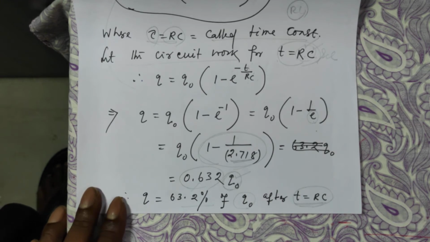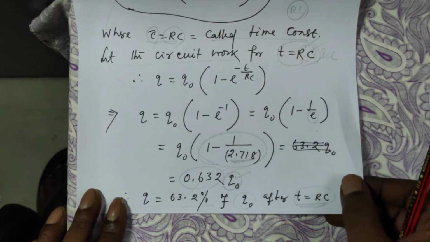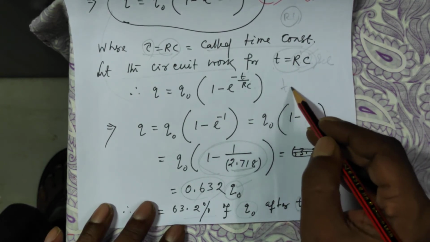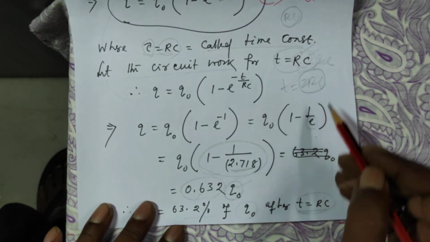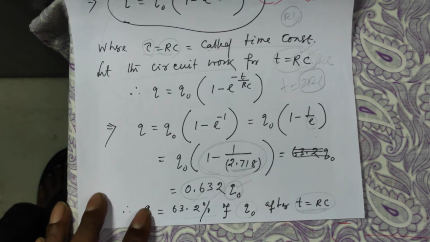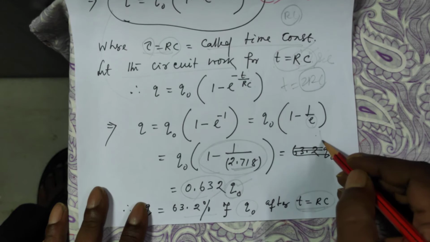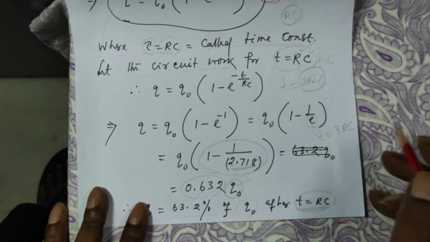So if you are to find out what is the charge in the capacitor at 2 time constants, for t you have to write 2 RC, right? If you are asked to find what is the charge in the capacitor after 3 time constants, then for t you have to write 3 RC. That is what you have to do. Now, I'm only left with a few things.